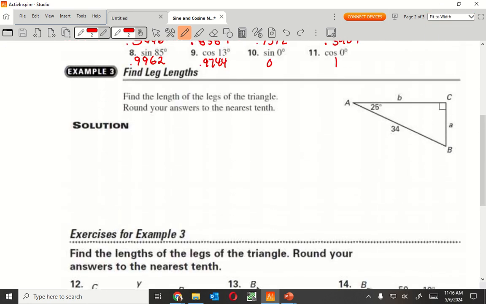Yes. Find the length of the legs of the triangle. Round your answer to the nearest tenth. Now, we're going to find both of these using the values given. Starting with this, I'm going to label all my sides. Right here is my hypotenuse because it's opposite my right angle. This one over here is my adjacent. No, not adjacent. That one's opposite. Sorry. And then adjacent. Like that.